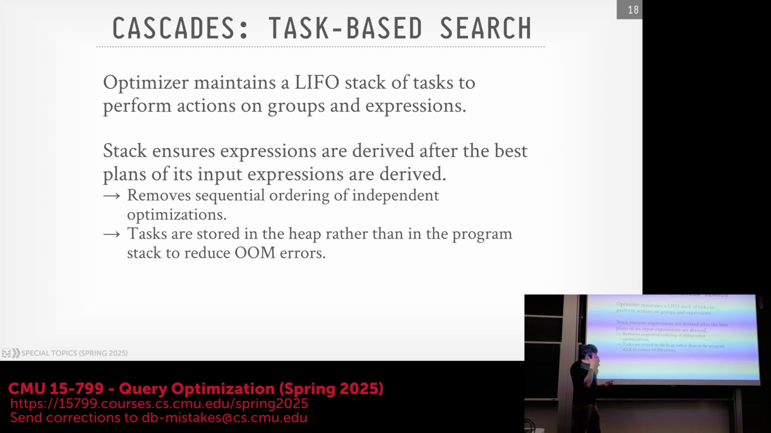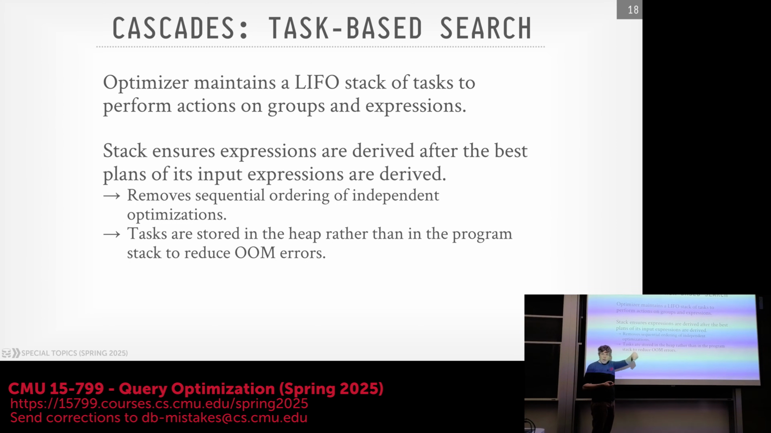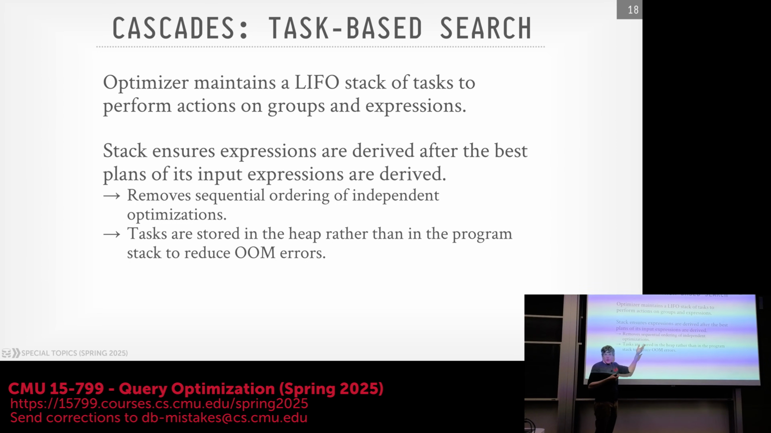It's the 90s, so computers weren't as powerful as they are now. So they make a big deal that in the case of Volcano, because it's just recursive calls down into the query plan, you would overflow the stack at some point and run out of memory, right? But now if your task queue is a separate data structure that lives on the heap, you have more memory.